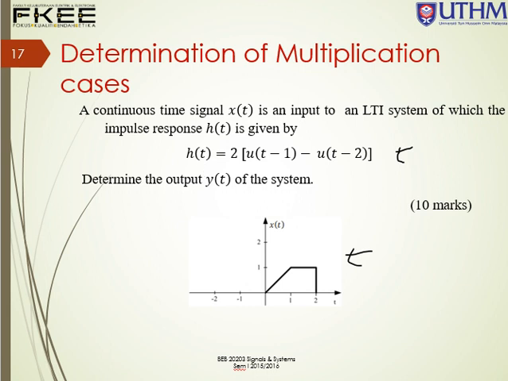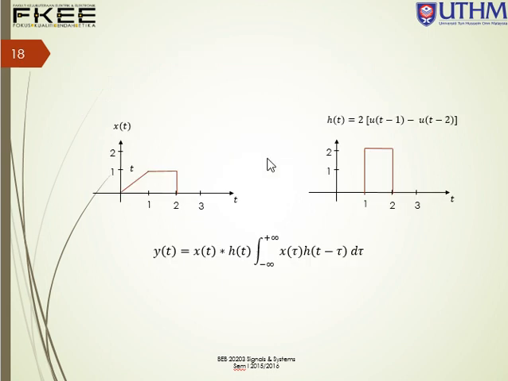Okay, so first, to solve this, we need to draw both signals. You are given x(t), and remember that this straight line of x(t) is equal to t. Then for the impulse response of your system, when you draw it, you will get a rectangular signal with an amplitude of 2 because you multiply with 2.